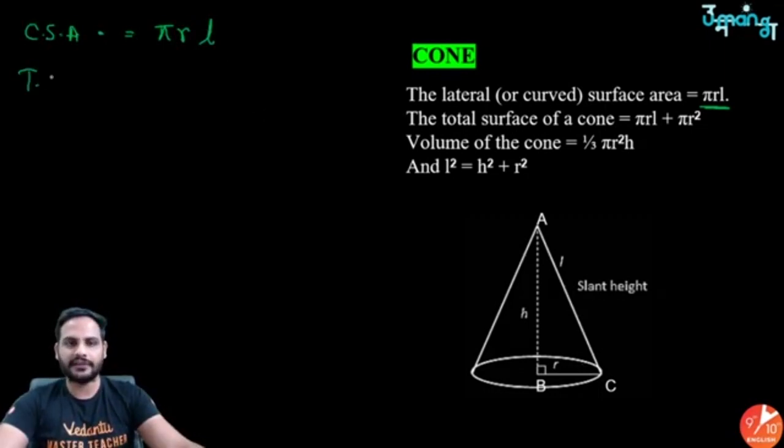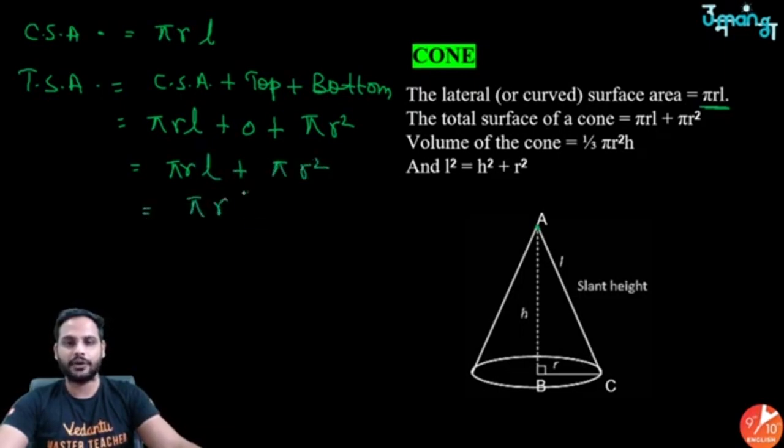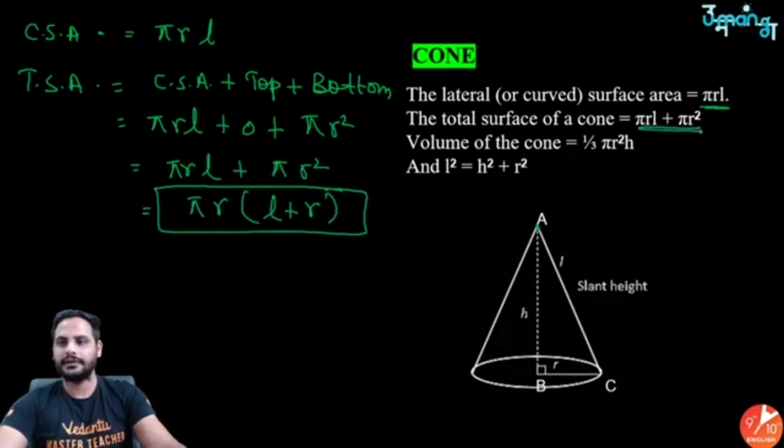The total surface area is curved surface area plus area of top plus area of bottom, right? Curved surface area is pi r L plus area of top. But you see, area of top is what? A point. Top has no area, 0. Area of bottom, circle of radius r, pi r square. So you have got pi r L plus pi r square. Take pi r common, you are left with L plus r. Got it? This is how you have got it.